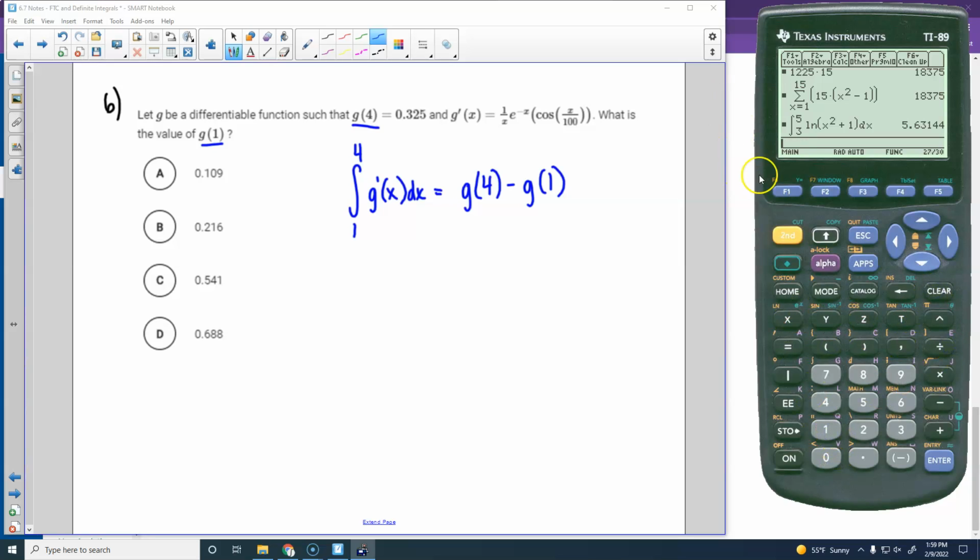This is one I would probably put in y equals, because it's such a complicated equation with so many parentheses that if you try to put the equation into the integral along with all the parentheses you have to have for the integral, so I would probably do it in y1.